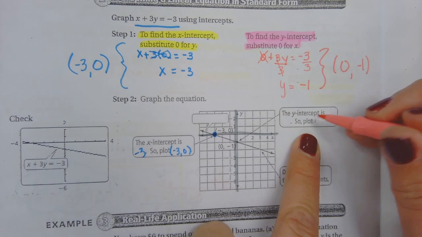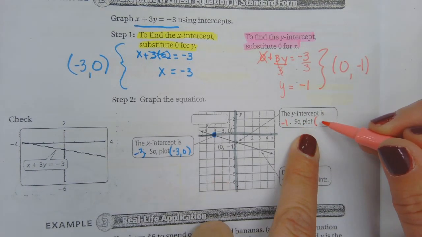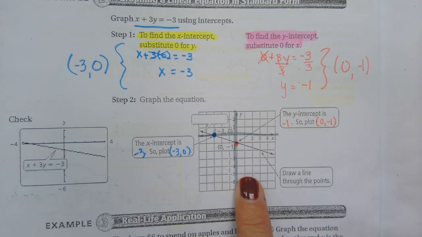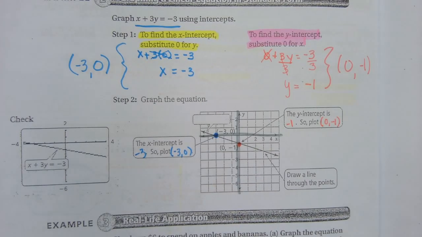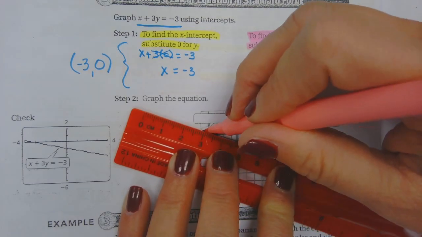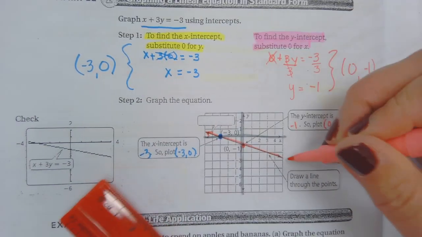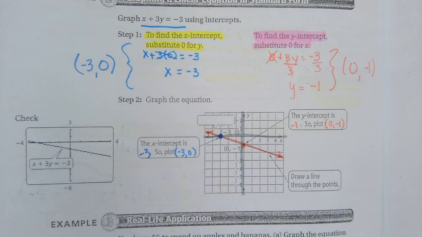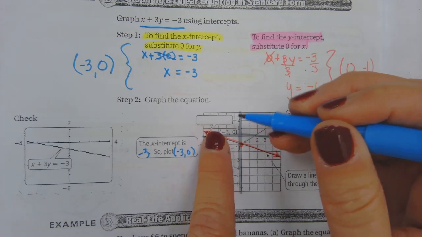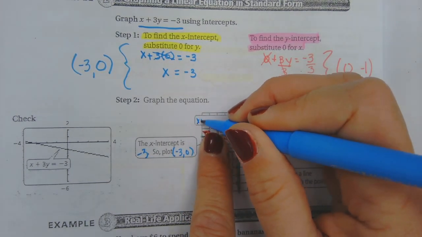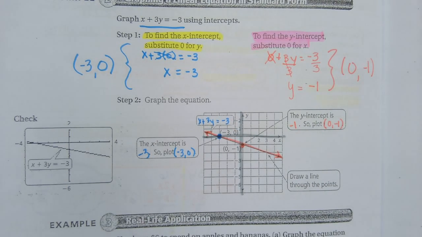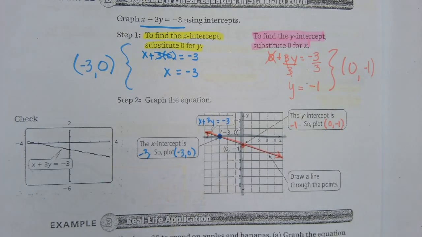And then we knew that our y-intercept is -1. So we're going to plot 0, -1. So 0, -1. And then once we have those 2 points, we would take our straight edge and we would draw our line there to give us our line. Now, you should also get used to labeling your lines of your equations. So we would just label this x plus 3y equals -3. Okay, so that wasn't very hard either, was it?